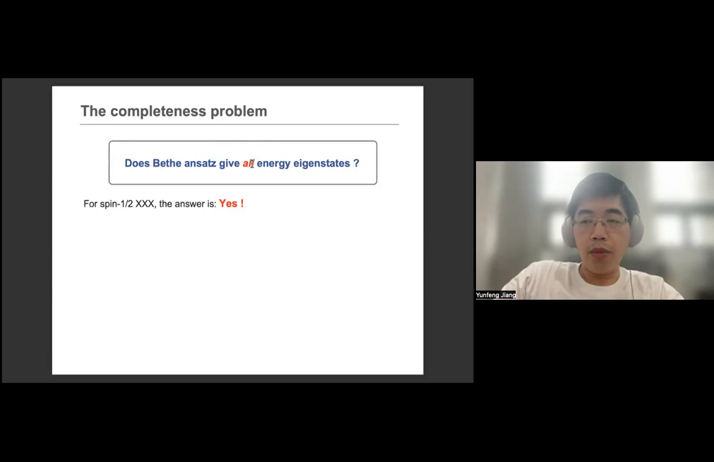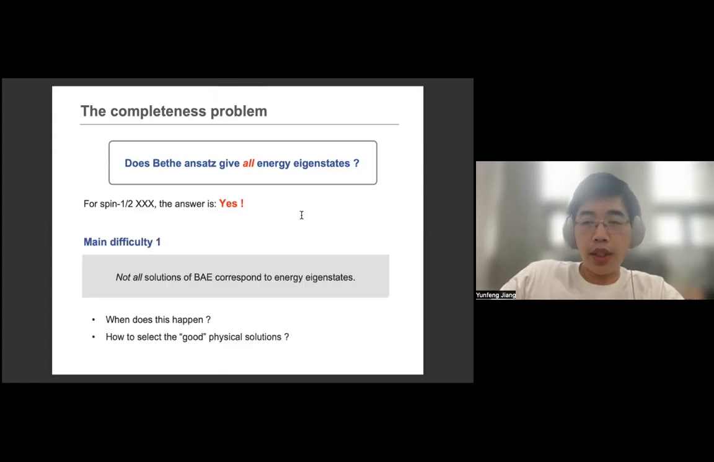This problem was posed actually at the very beginning of Bethe ansatz. And after many years of study, now I think we understand that for the spin 1/2 XXX spin chain, the answer is yes. This has been studied for many, many years and for different models, and there's a very rich structure here. So why is this an interesting and difficult problem?